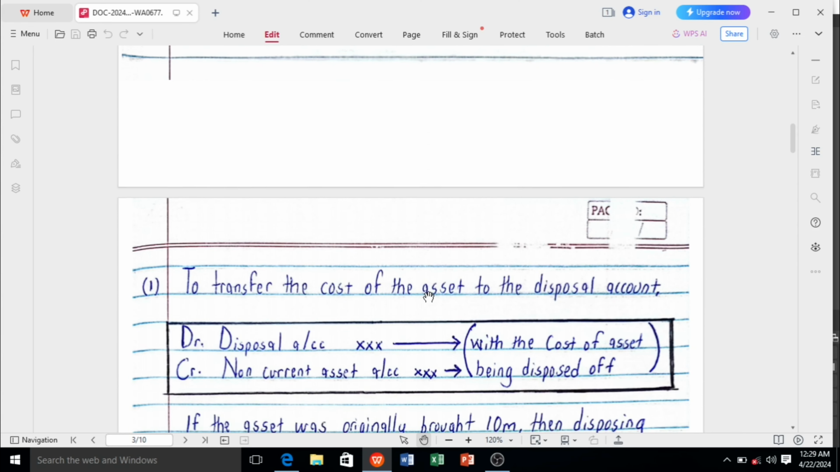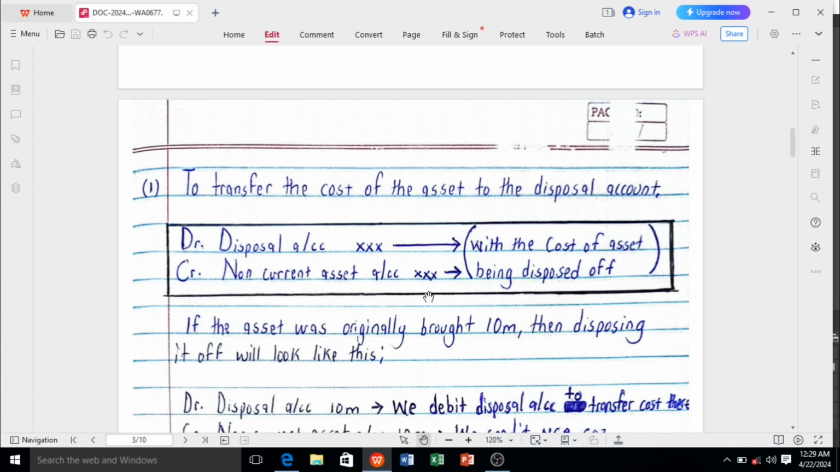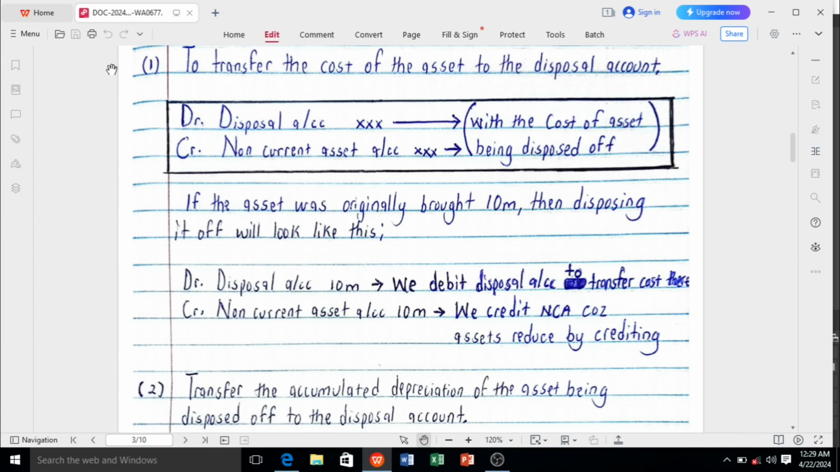So these are the 4 accounting entries. The first one is to transfer the cost of the asset to the disposal account. When you're transferring the cost of the asset being disposed of to the disposal account, these are the entries. You debit the disposal account and credit the non-current asset with the cost of the asset being disposed of.